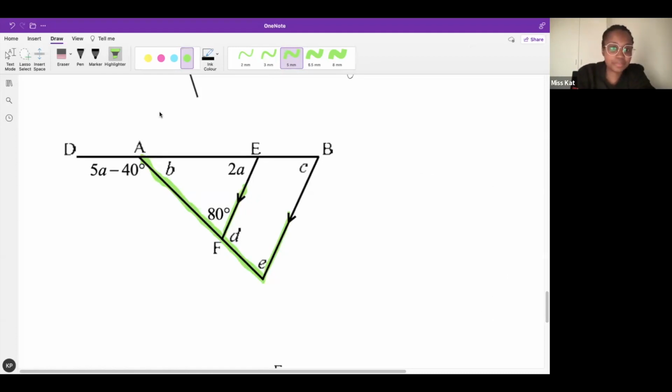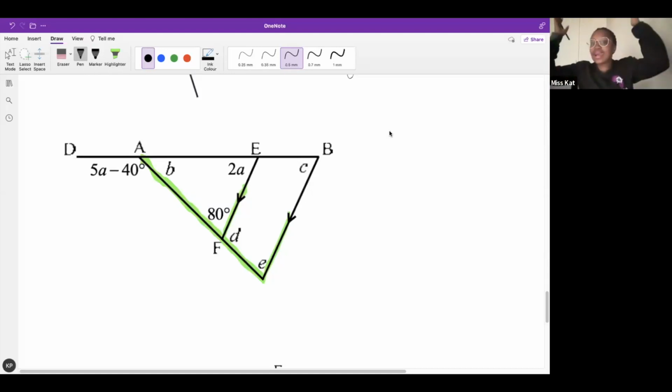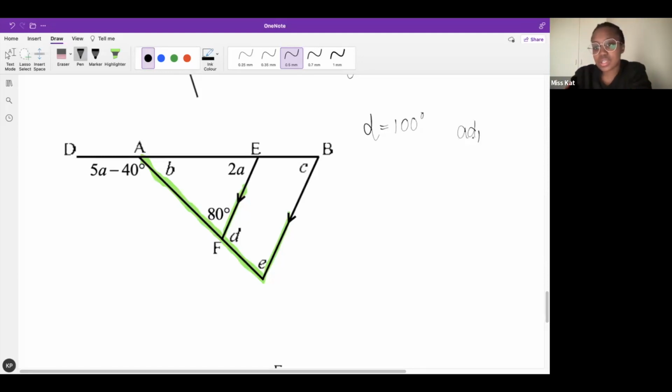Yes, Oratile. I think D is equal to 100, ma'am, because of adjacent angles on a straight line. Thank you, Oratile. See, that wasn't bad. So D is 100 degrees, adjacent angles on a straight line. Thank you. So we have this equals 100 degrees. I saw another one there in the chat. Let me see what Eddie has to say. Yes, Eddie.